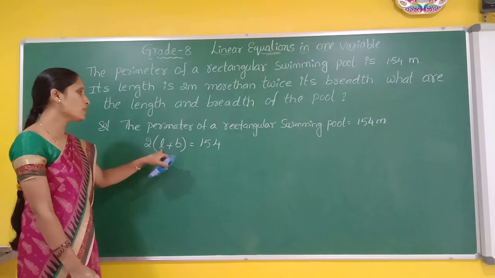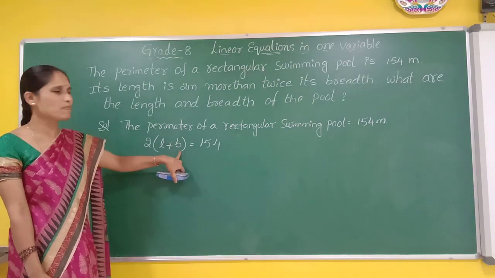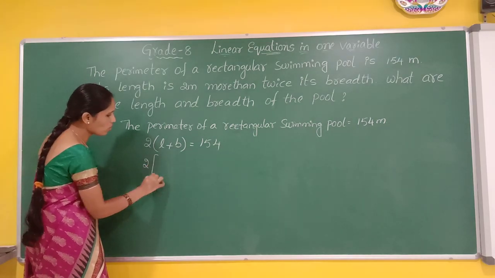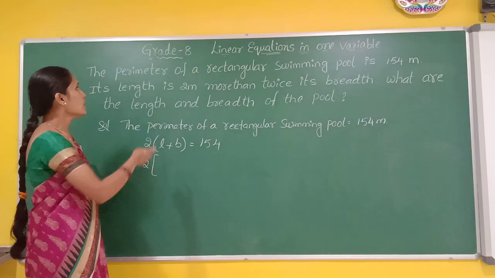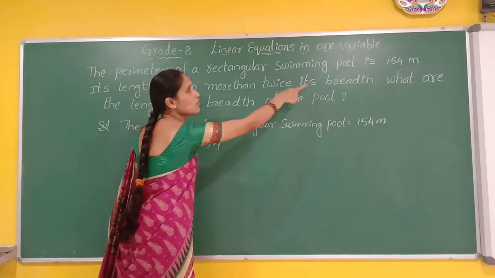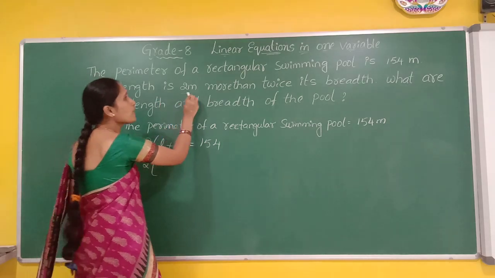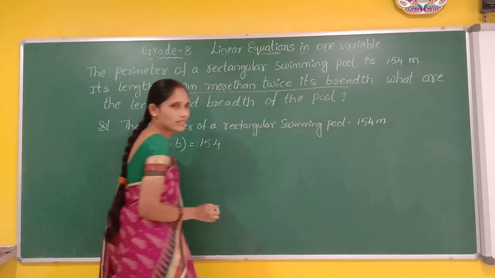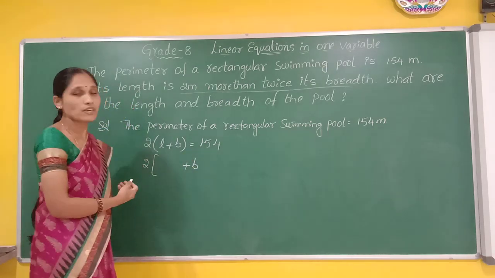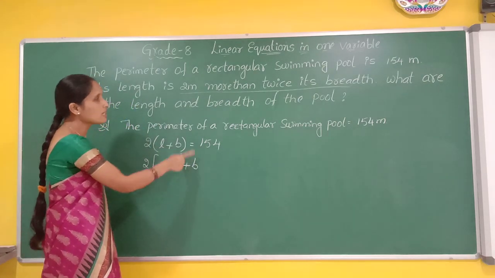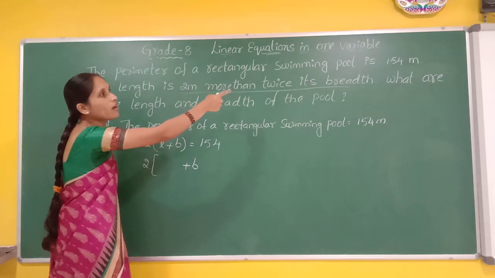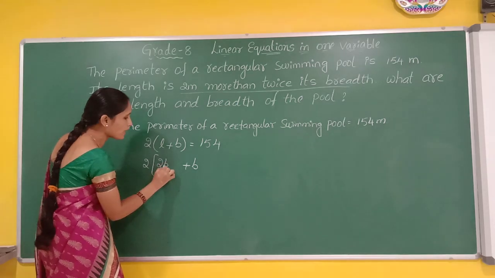Yes, the value of 2 into (L plus B) is equal to 154. So 2 into, what is the value of L? Length is 2 meters more than twice its breadth. The width is also not given, so take it as B only. The value of L is equal to 2 meters more than twice its breadth. So 2B plus 2.